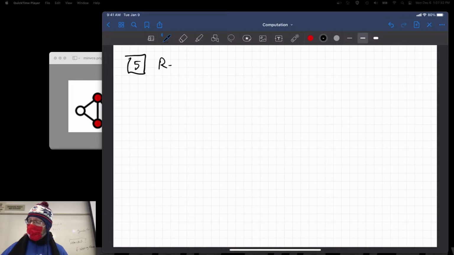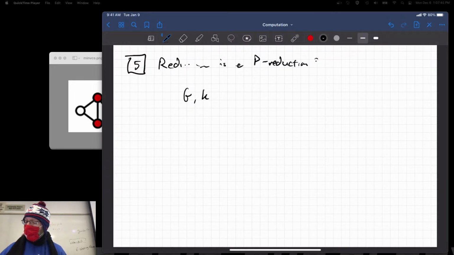This reduction is a P reduction. Why? If I'm mapping G, k to G complement, n minus k, then how do you do that?